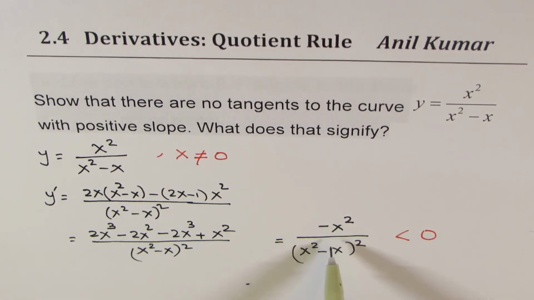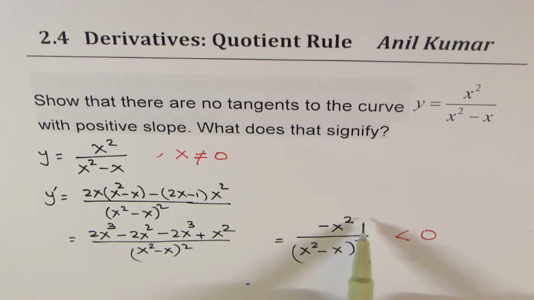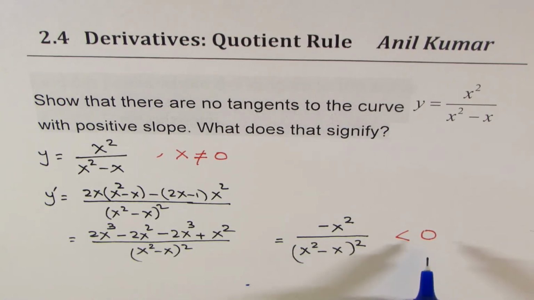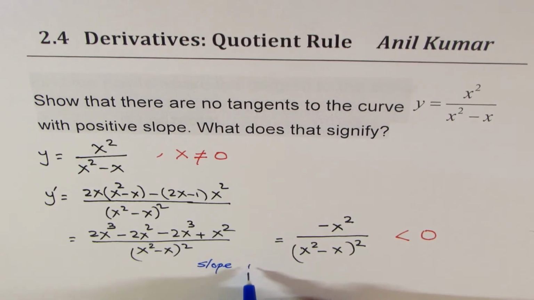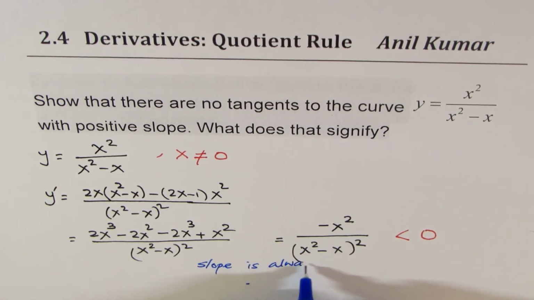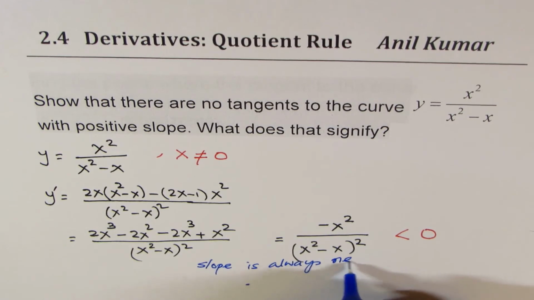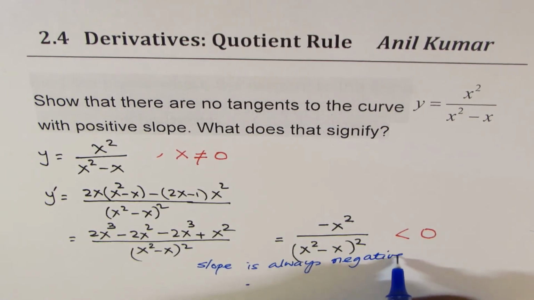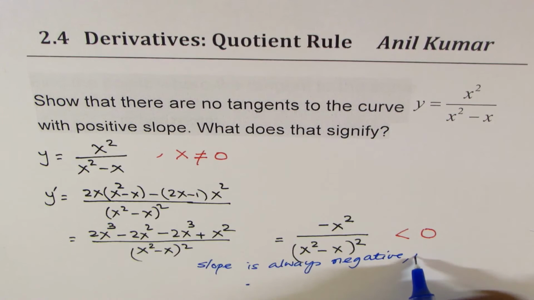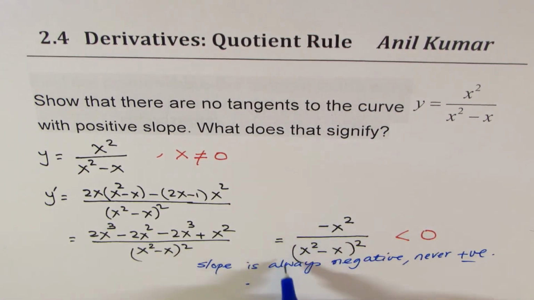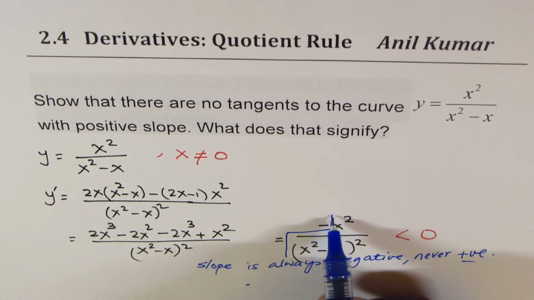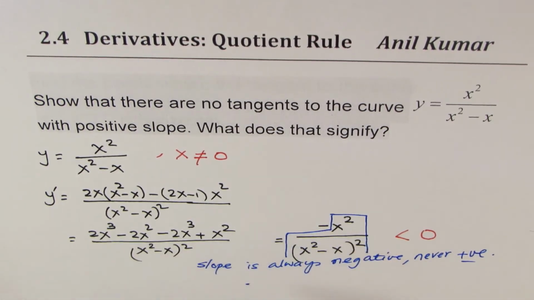Perfect. So what we see here is it is negative of everything square, and therefore it is always negative, and we can say that the slope is always negative. That means never positive. Do you see that? Because all these are square terms. All this is square terms. Square means positive with a negative sign. So that is how it could be shown.